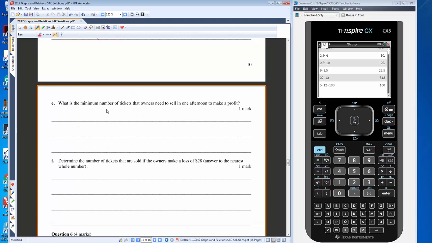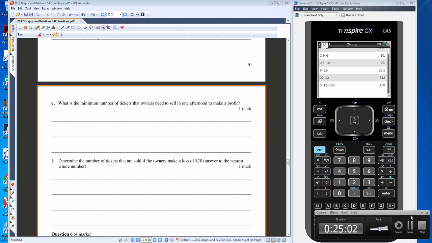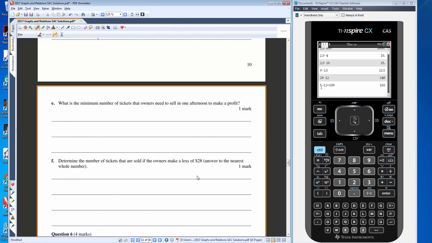What's the minimum number of tickets the owners need to sell in one afternoon to make a profit? Okay, so hang on a sec, I'm just going to pause this. Okay, so what we're looking for to answer this one is to make a profit. What we're going to do is calculate the break even. So we know that C equals 5n plus 100, and R equals 29n. So what we're going to do is solve that simultaneously.